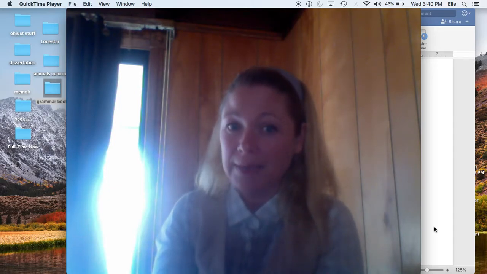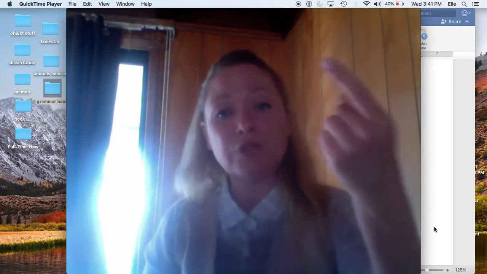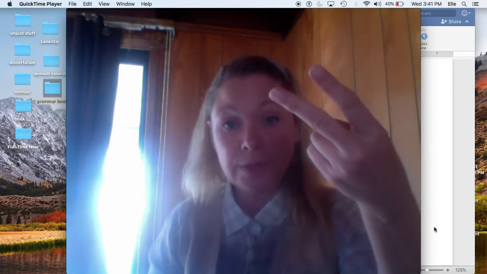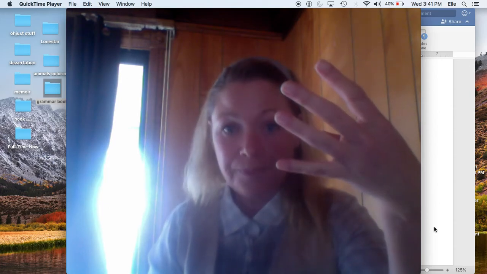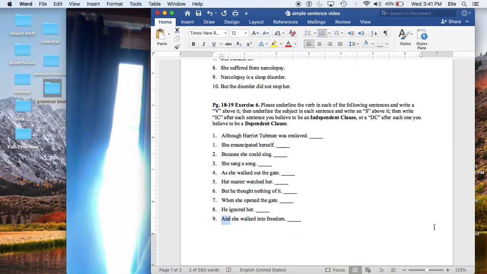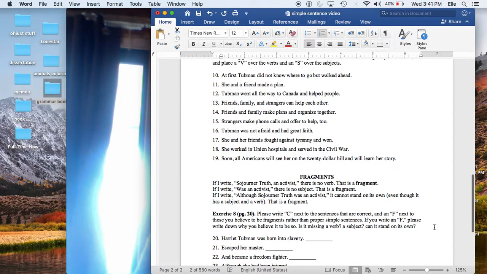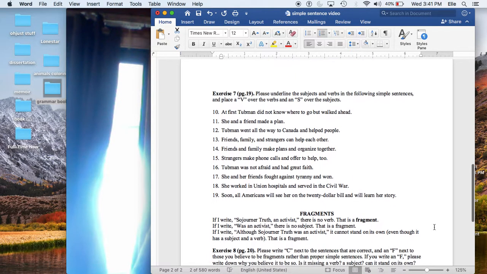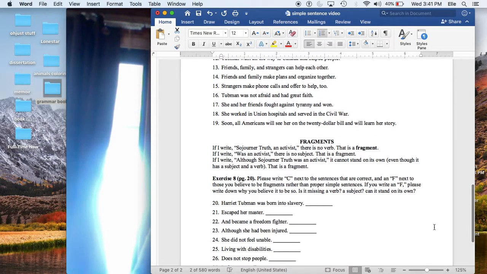It's called a fragment. A fragment can be four things. It's either missing a subject, missing a verb, missing both, or can't stand on its own. And I gave you examples of this. Let's see. In the fragments section of the workbook, which must be somewhere between pages 19 and 20. I don't have it in front of me, I just copied this up from it. Okay, so here's an example.